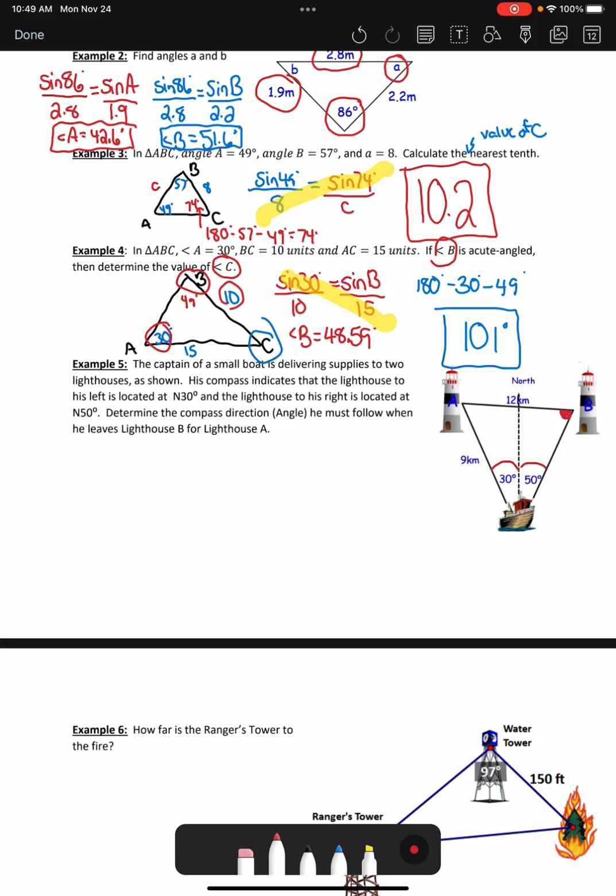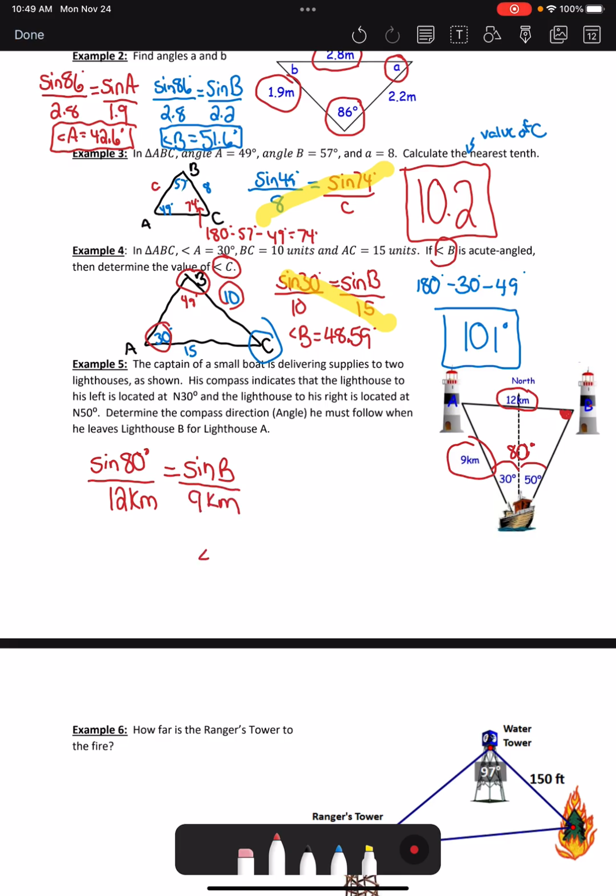So in this triangle, that 30 and 50 degrees would form one angle combined together of 80 degrees. That 80 degree angle is opposite to our 12 kilometers. So we're going to use that to help us set up this sine law. So I have sine 80 over 12 kilometers equals, and I'm looking for angle B, which is opposite to 9 kilometers, so sine B over 9 kilometers.